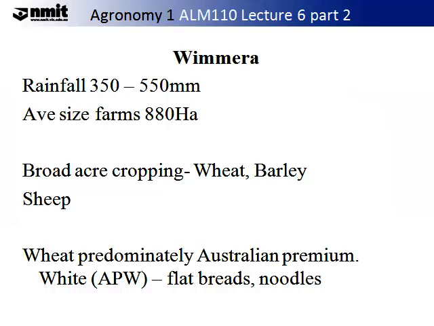This is the mid-east region of Victoria. Its rainfall is more than the Mallee at between 350 and 550 millimetres. The average size farm is 880 hectares. It is predominantly broad acre cropping with wheat and barley, and there is some livestock, predominantly sheep. Wheat production is mostly in the Australian premium white, flatbreads and for the noodle market.